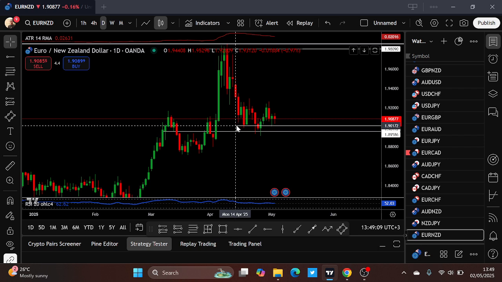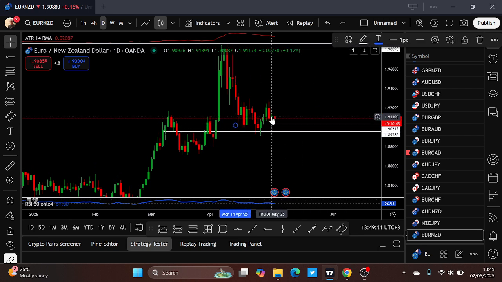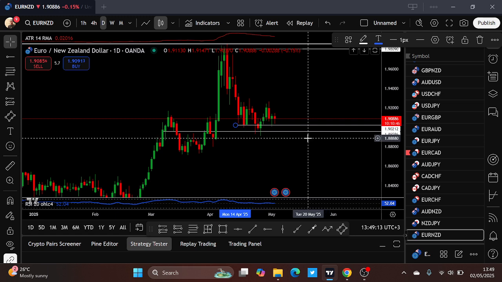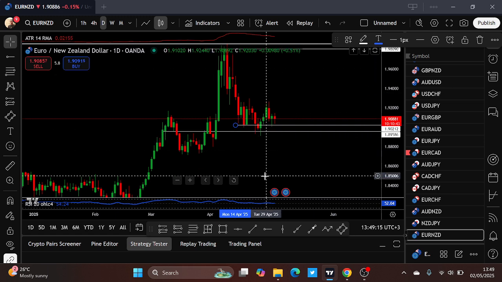Go and mark your charts well. Wait for this candle to reach at least here, and then we shall take it to the upside.